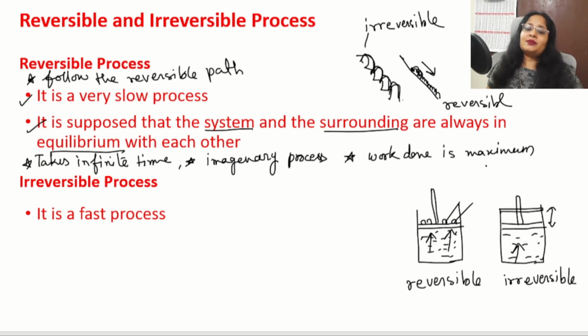Same, the reason is because it is a very slow process. So the work done, we will take the maximum of the work done over here. Now in contrast, when we are going through the irreversible process, everything will be in contrast. It will be a very fast process.